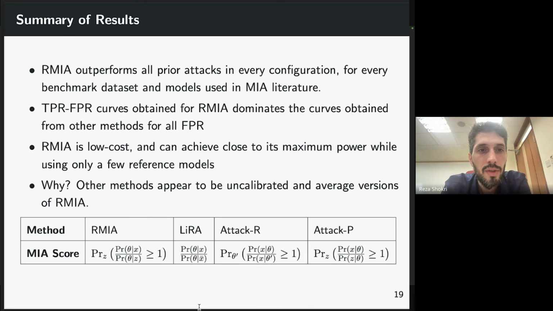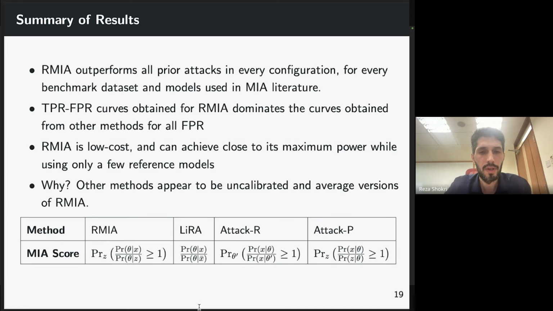It's uncalibrated with respect to the distance between X and Z in the distribution of models, because here we only look at the distance between X and Z when we only look at theta, whereas RMIA looks at that and compares it with how far X and Z are with respect to the reference models. Inversely, when we look at the reference models in attack R, and we calculate where the probability of a data point on a model theta is within the distribution of X given reference models, we are not calibrating this distance with how far X, theta and theta prime are with respect to some other population data set.